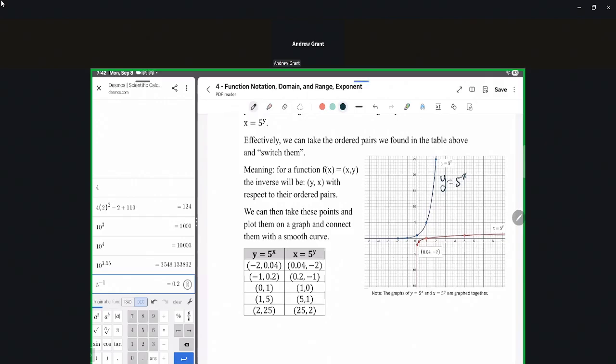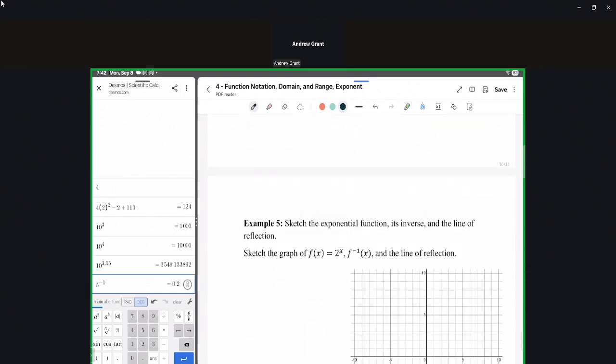Now, it's worth noting again that these two exponentials are a reflection across the line y is equal to x. This is what we define the inverse function to be. For our purposes, it's good enough to say we just switch the x and y.